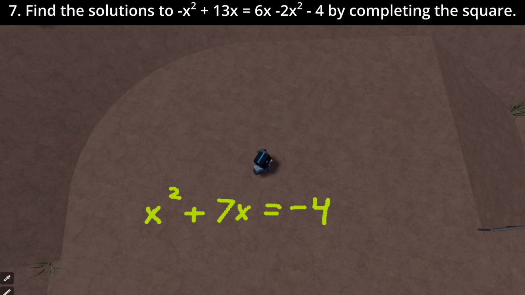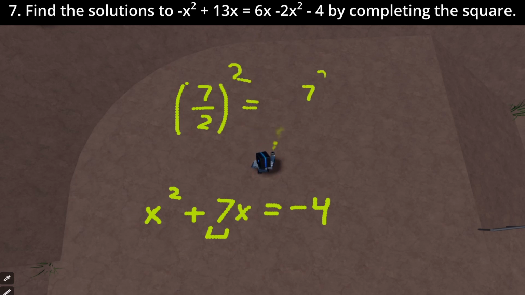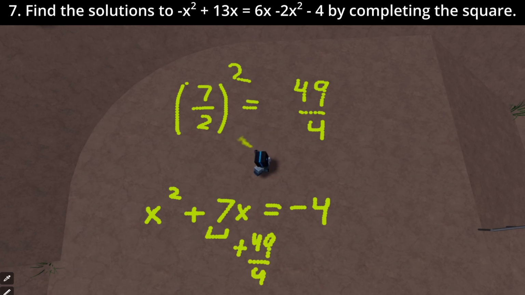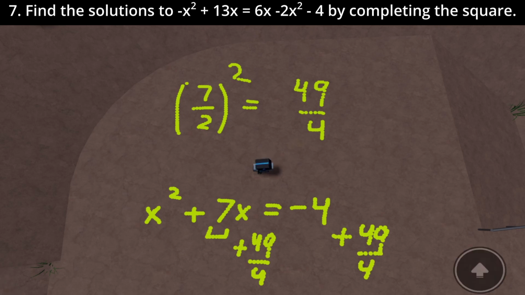To complete the square, take the coefficient on the x, that's 7, and do 7 divided by 2 first, and then you have to square that number. So 7 over 2 squared is just 7 squared divided by 2 squared, and then that is just 49 over 4. So this is the number you're going to want to add to both sides. So let's add 49 over 4 to the left side, and let's add that to the right side. So let me go down and write the new equation we have.